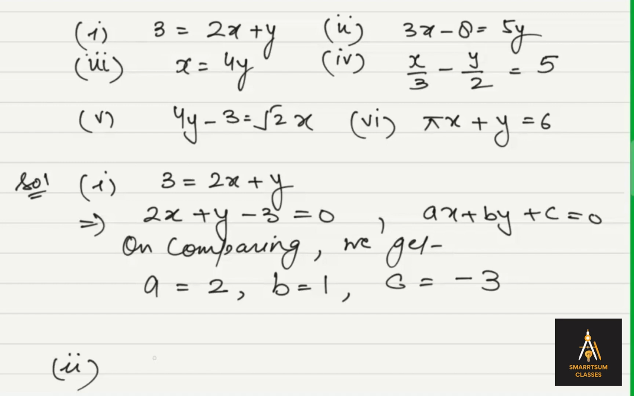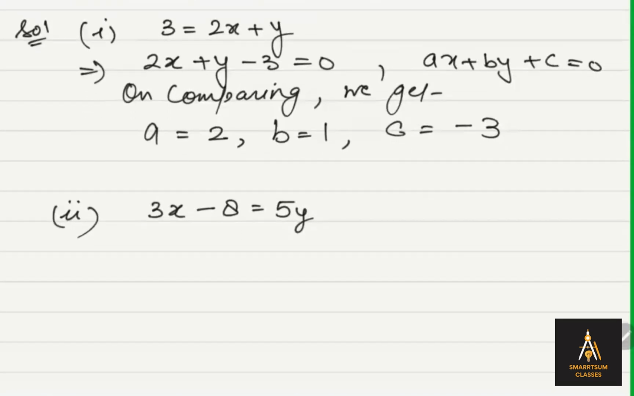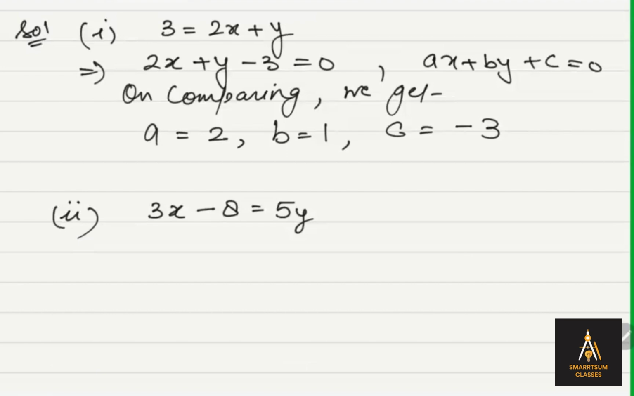Now look at the second one. Second equation given here is 3x minus 8 is equal to 5y. Right? Now what is the first step? We will first convert it into the standard form. So in standard form, we have all the three terms in the RHS. So we need to transpose this term to this side.